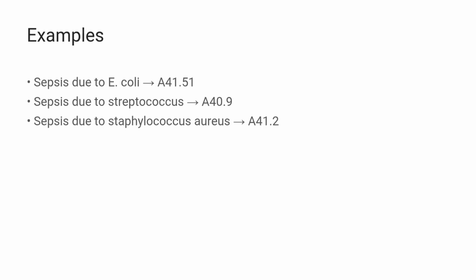For example, sepsis due to E. coli is coded to A41.51. Sepsis due to Streptococcus is coded to A40.9. Sepsis due to Staphylococcus aureus is coded to A41.2. So whenever the organism is documented, we should assign the sepsis code based on that organism.